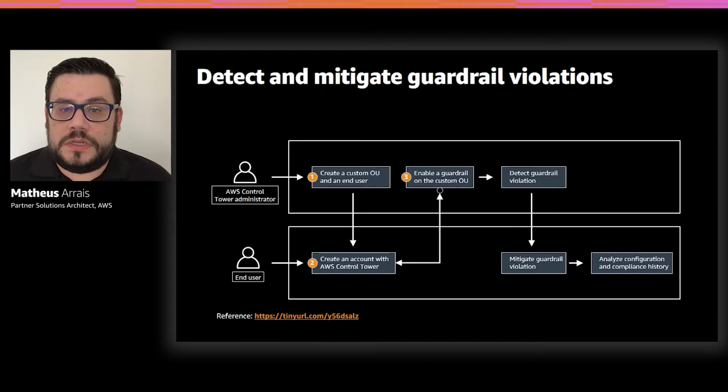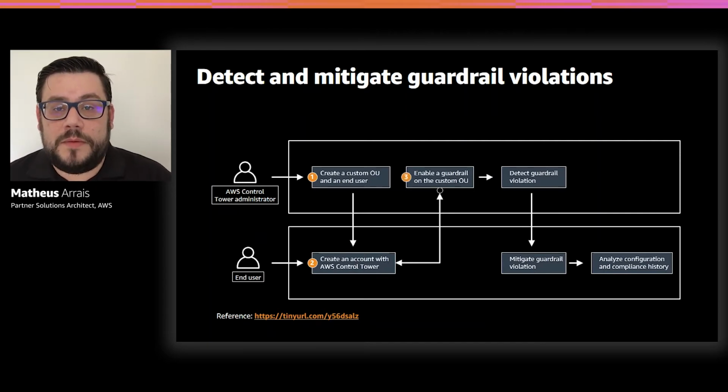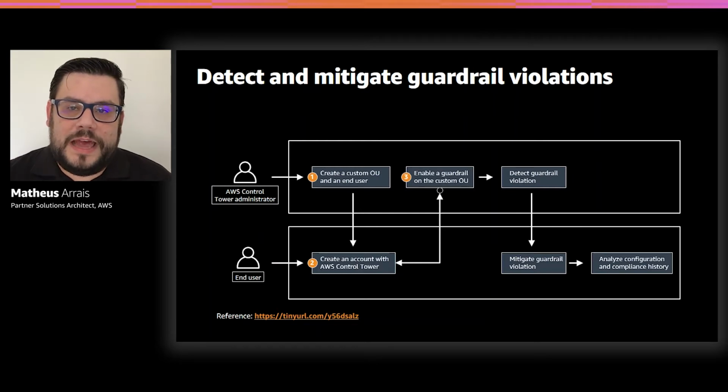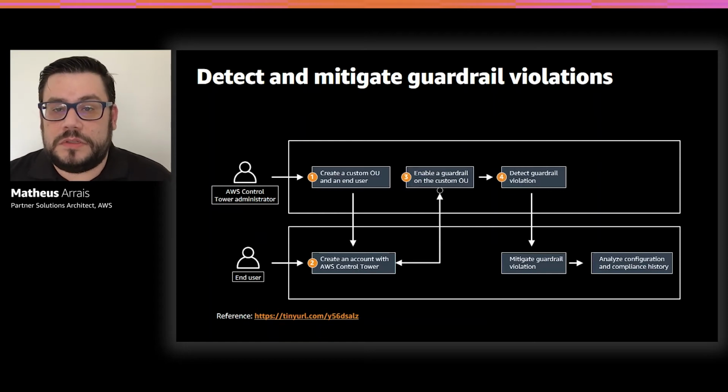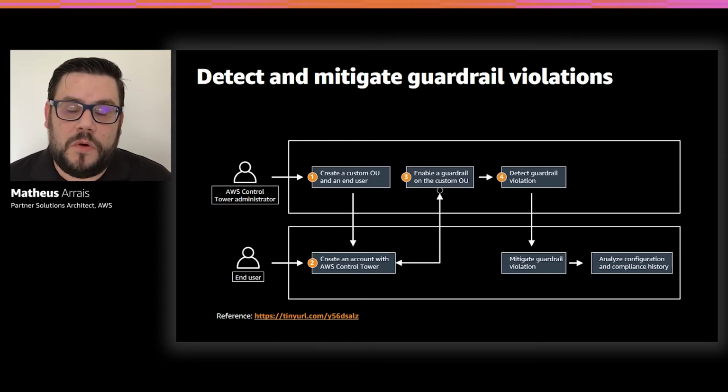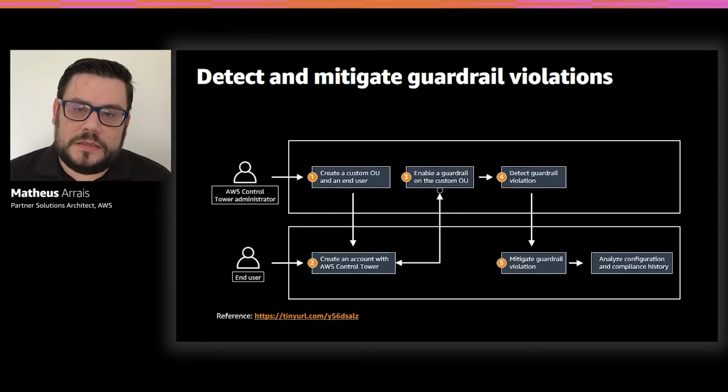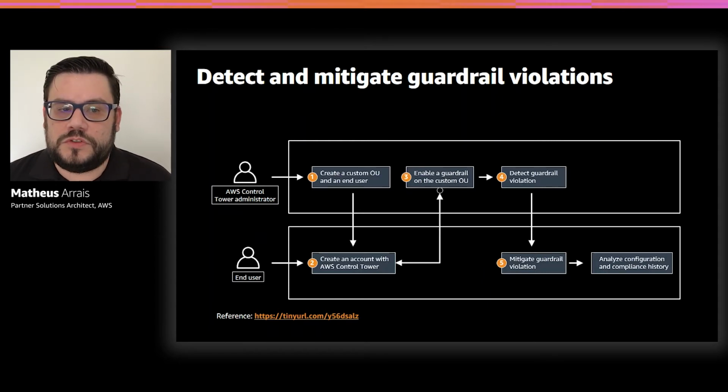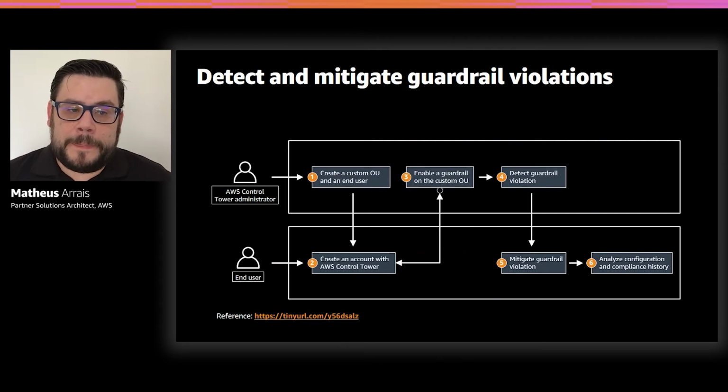The third step is that the administrator creates and enables a guardrail at that OU level. He or she is going to receive alerts about guardrail violations because of non-compliant resources that my end user created. So it's the responsibility of my end user to mitigate this guardrail violation in order to resolve a non-compliance alert. And the end users can also analyze the configuration itself for its compliance history as well. Okay.